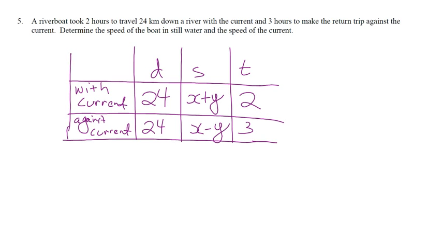So what's x and what's y at this point? Well, that's what I'm asking. What's x and y? X is speed of boat in still water and Y is speed of current. So with the current, you got x plus y, right? We got the speed in still water, and then you've got the bump that you get from the current. And then x minus y is against the current because you're fighting the current now, so you're slowing down.